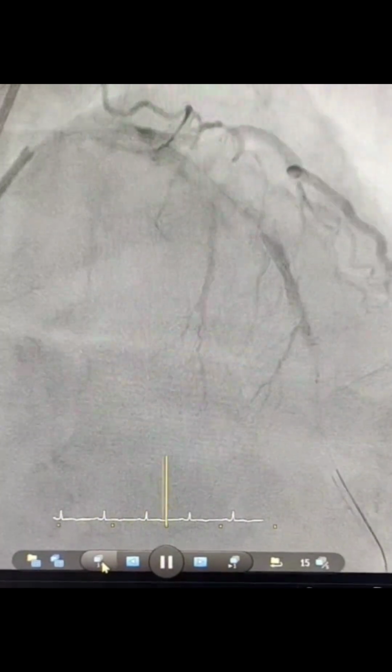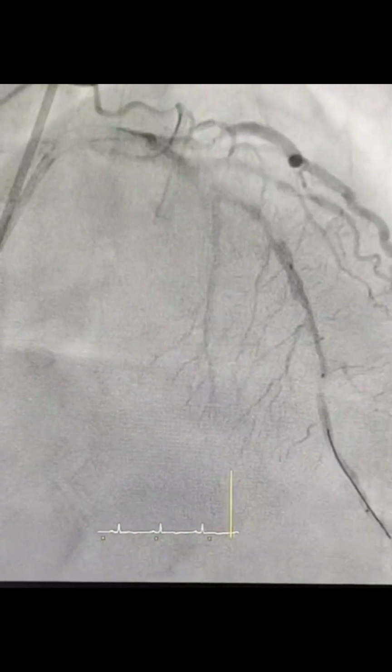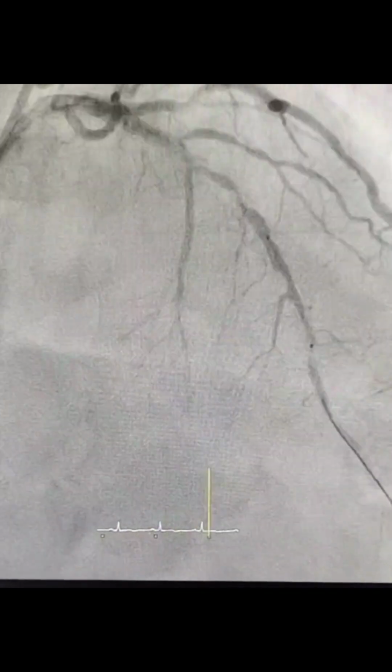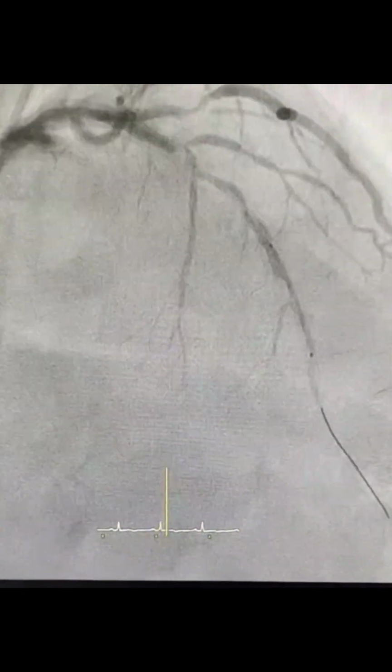in the mid LAD, and we tried to cut the calcium as patient was not willing for IVUS or OCT imaging. We could not see the calcium cuts or the cracks. So this was around the proximal Wolverine, and then we put the stent in this distal part. It was 2.5 into 30, and this was the stent deployment.